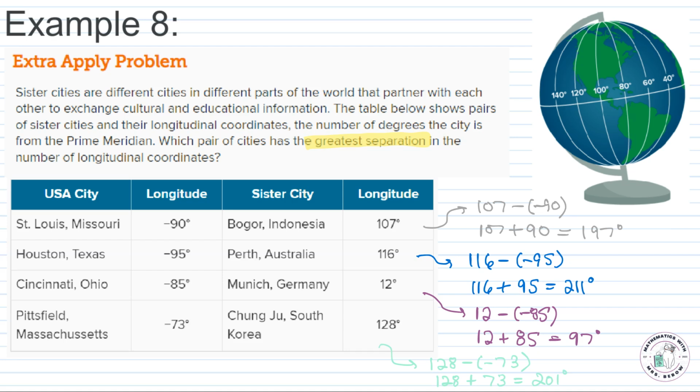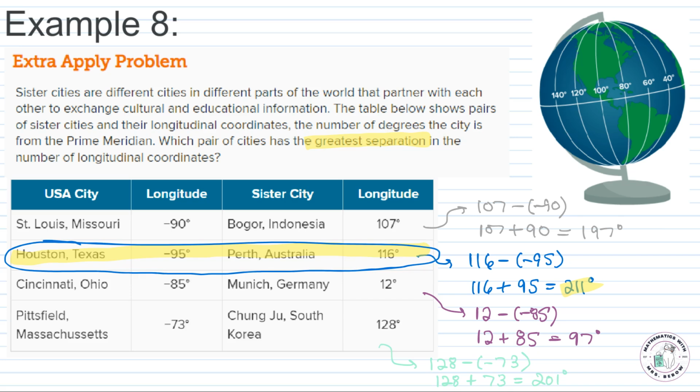And so for this question, again, which one has the greatest separation? The answer is going to be the pair that has a difference of 211 degrees, and that is Houston and Perth. So that right there will be our final answer for this question.